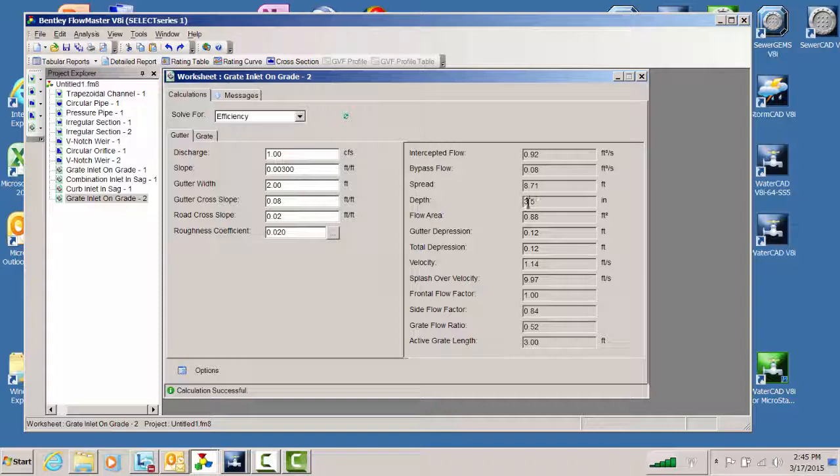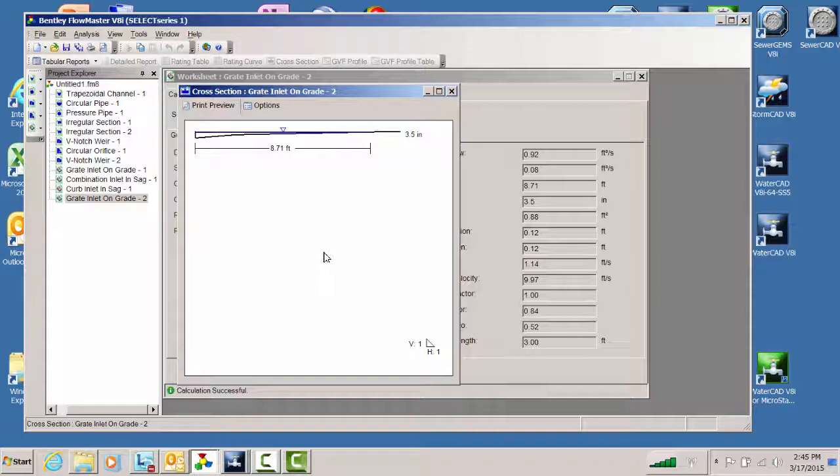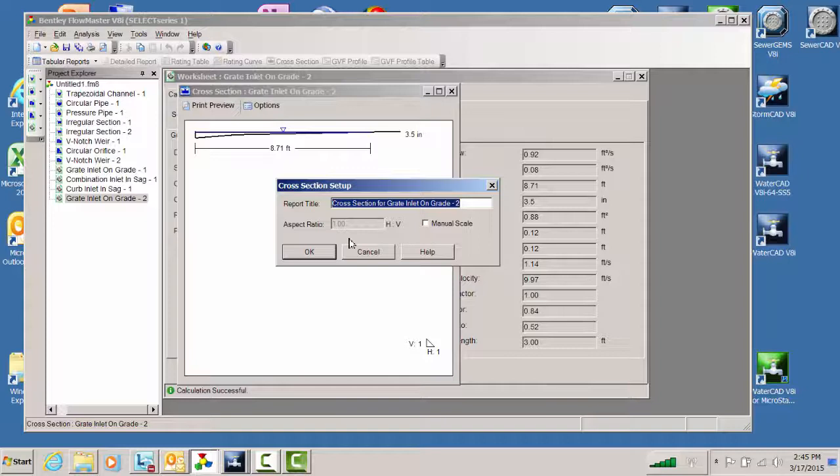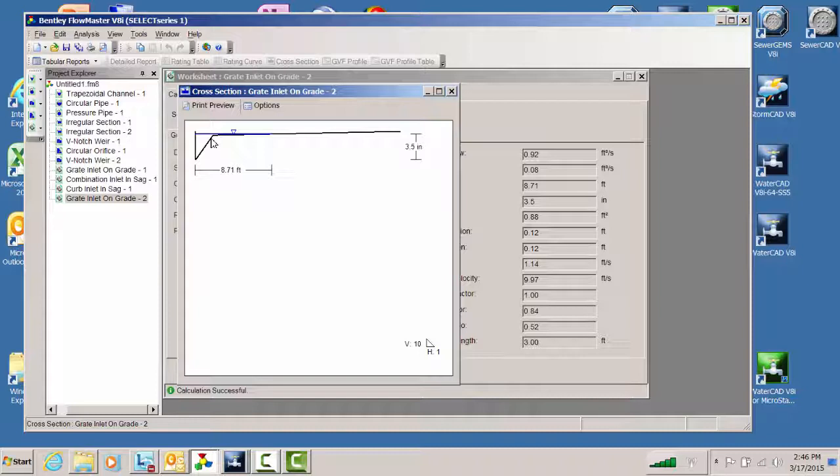We just looked at cross-section one-on-one. It's not that exciting of a look. You know, it just tells you the spread, tells you how deep the flow is. We can get in here and change our aspect ratio, give it a little bit of vertical exaggeration so we can see what's going on a little better. Most of the flow is going down the gutter and into the inlet, but we have some that's being spread across the road, which is what we usually try to reduce. Okay, so that's the situation for grate inlet on grade.